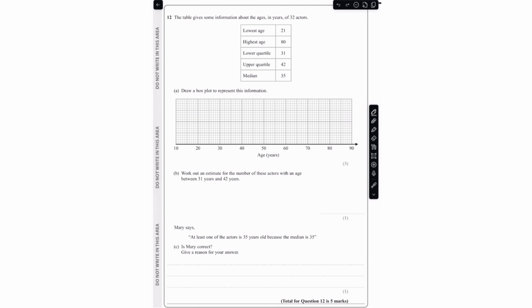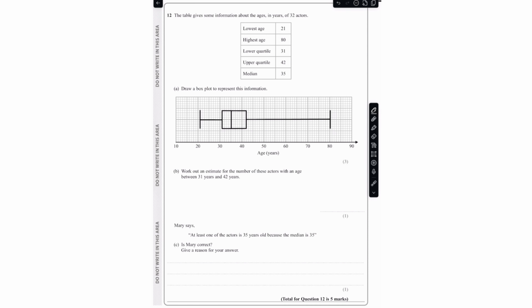In question 12, the table gives some information about the ages in years of 32 actors. Draw a box plot to represent this information. So the lowest age is 21, so I'm going to represent that here on my graph. The highest age is 80, so I'm going to draw that right here. And the median is 35, so 35 is halfway between 30 and 40. And the lowest quartile is at 31, so I'm going to draw another line here. And the upper quartile is at 42, so that's 2 spaces ahead of 40. And so all I need to do is draw my vertical lines connecting these lines here. And then also remember, you need to draw your lines to look something like this and like this. And that's how you draw your box plot to represent this information.